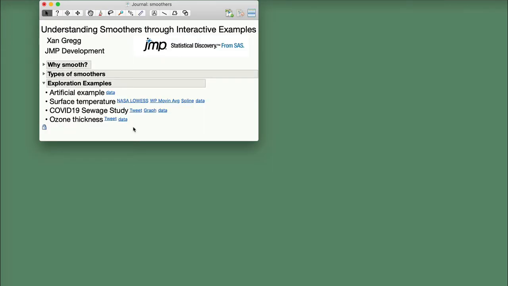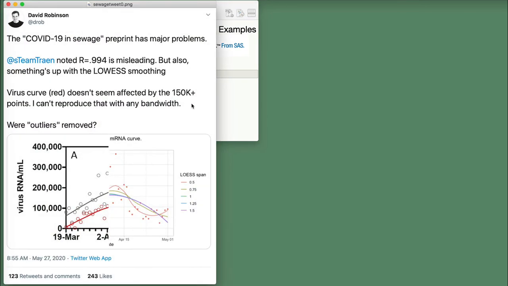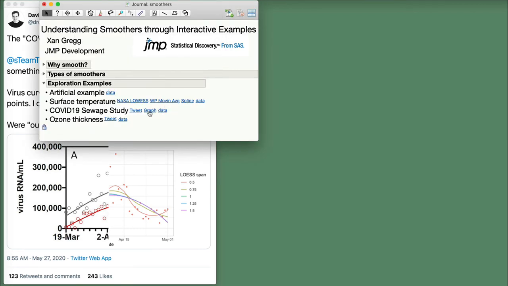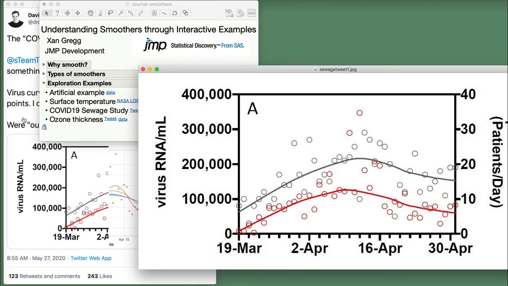Okay, so let's next look at this recent COVID study. There's a tweet from David Robinson, where I think there may have been a lot of things wrong with this study, but one of the things he pointed out was their loess fit looked suspicious. So this was analyzing some RNA measurements in sewage and trying to correlate that with the hospital admissions. I've got the graph that's a little bit clipped here in the Twitter view. Here's the graph he's talking about.